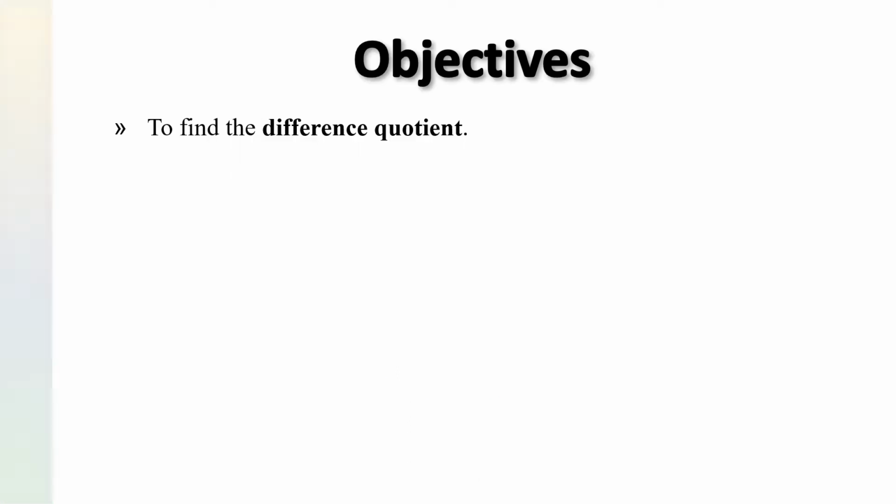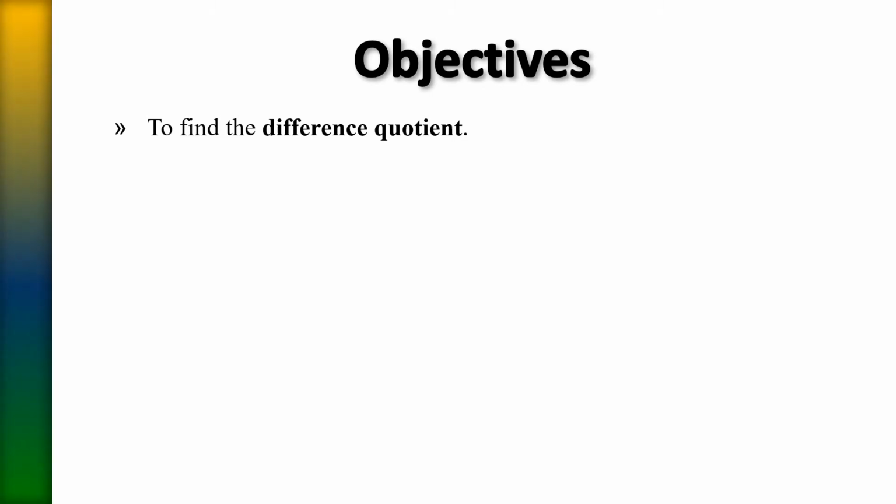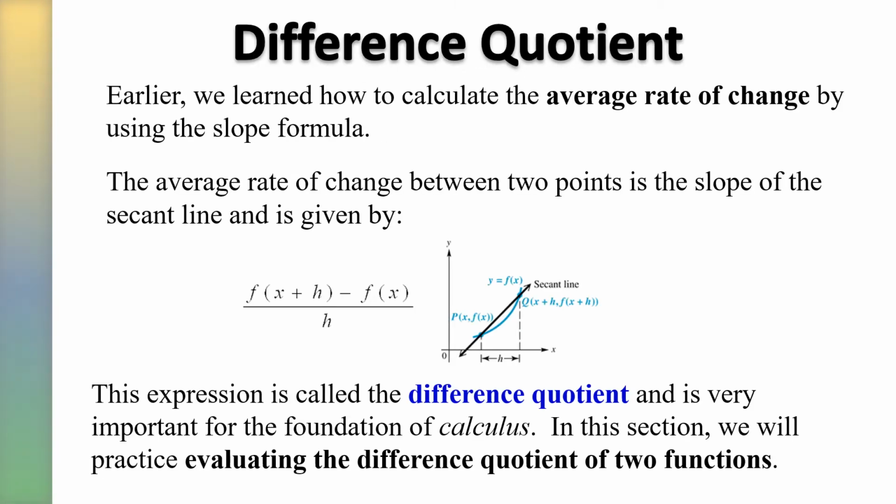In this lesson, we're going to find the difference quotient. Earlier, we learned to calculate the average rate of change by using the slope formula. The average rate of change between 2 points is the slope of the secant line and is given by the following equation. This expression is called the difference quotient and is very important for the foundation of calculus.